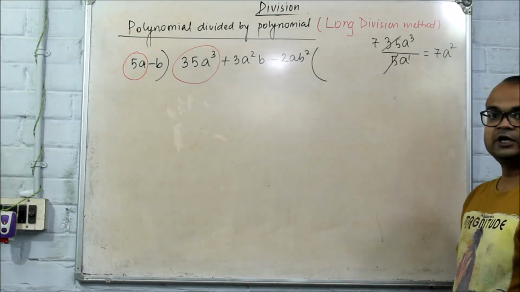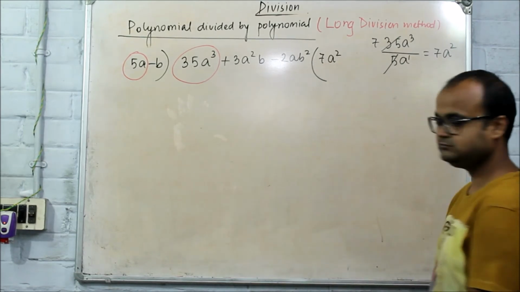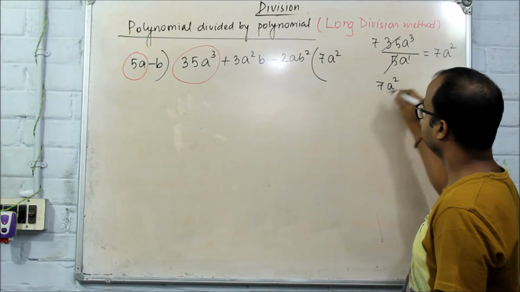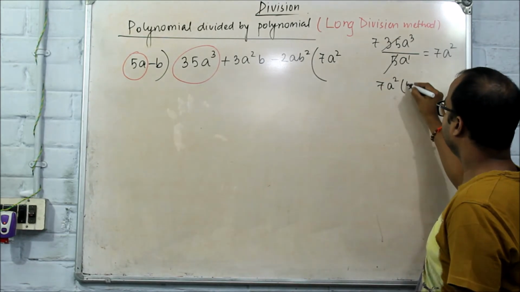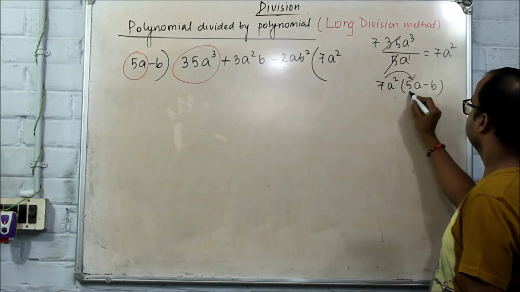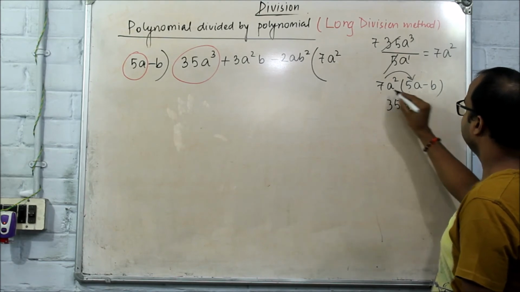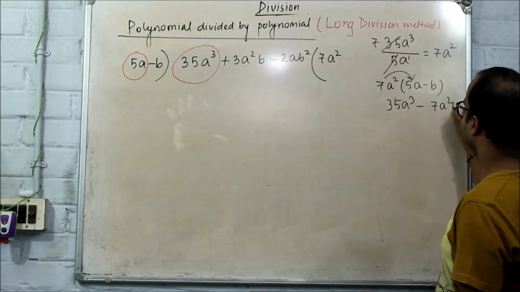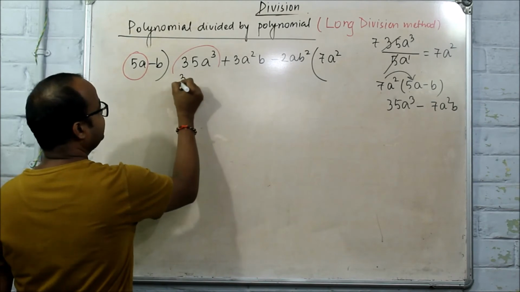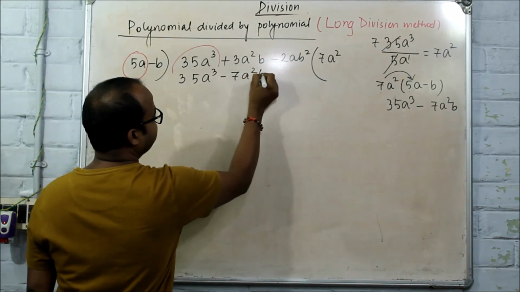Clear? So where do you write? You write it here, 7a square. Now what we need to do? This term 7a square multiplied by 5a minus b. 5 7s are 35a cube minus 7a square b. So we write it here. So 35a cube minus 7a square b.